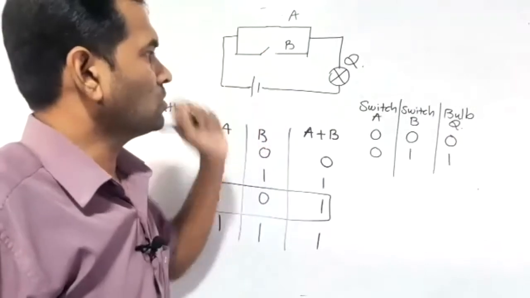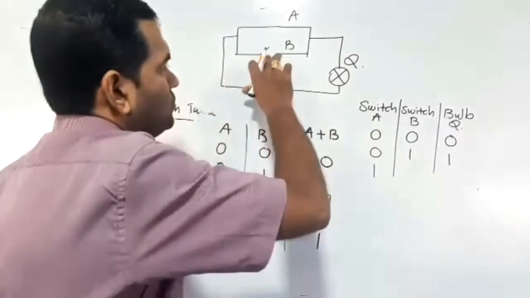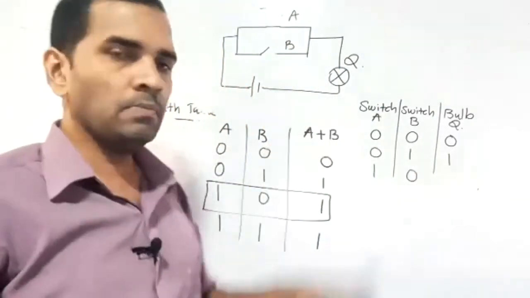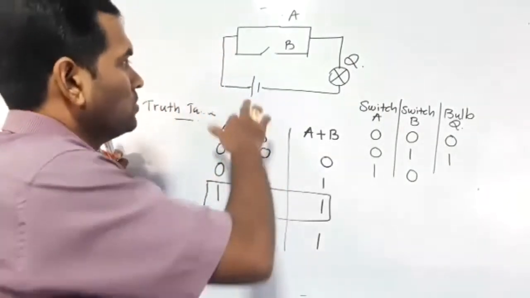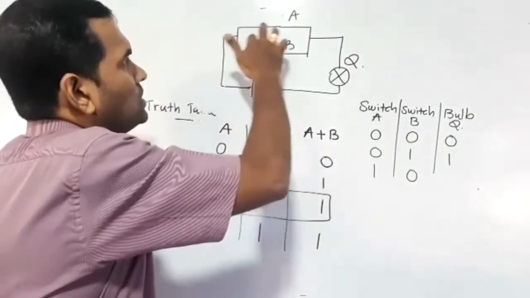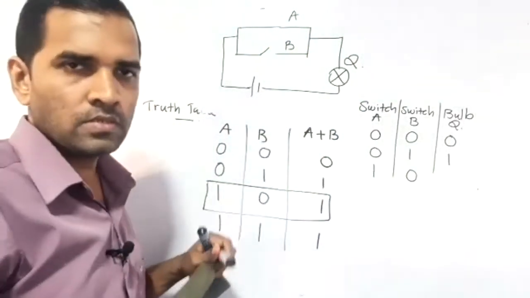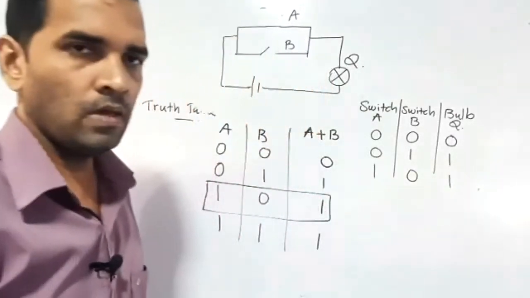This is on, this is off. So A on, which means 1. Switch B is off, this is 0. What about the bulb now? The bulb burns. The bulb works. Look here. It goes in this direction and it can be a complete circuit. So the bulb works. Again 1.